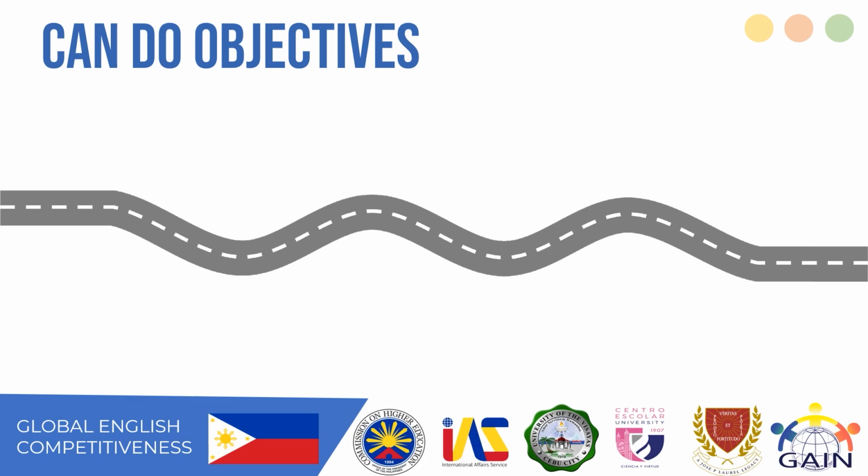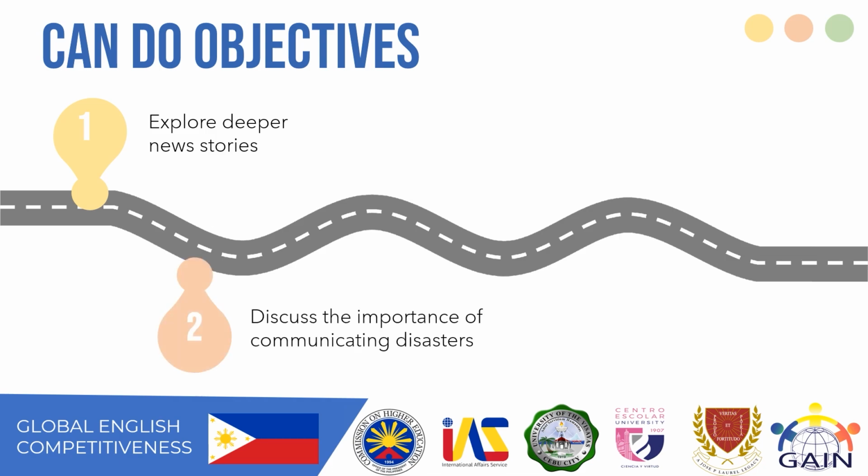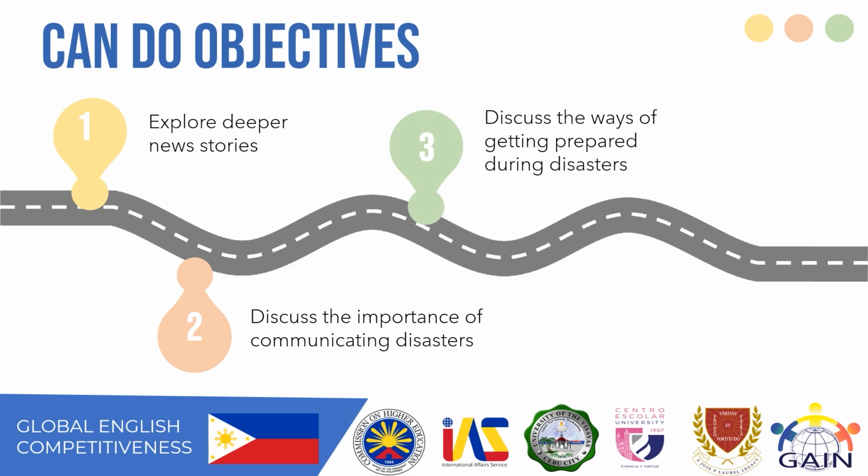To recap, we have 4 can-do objectives in this unit. First, to explore deeper news stories. Second, to discuss the importance of communicating disasters. Third, to discuss the ways of getting prepared during disasters. And fourth, to write a news article.